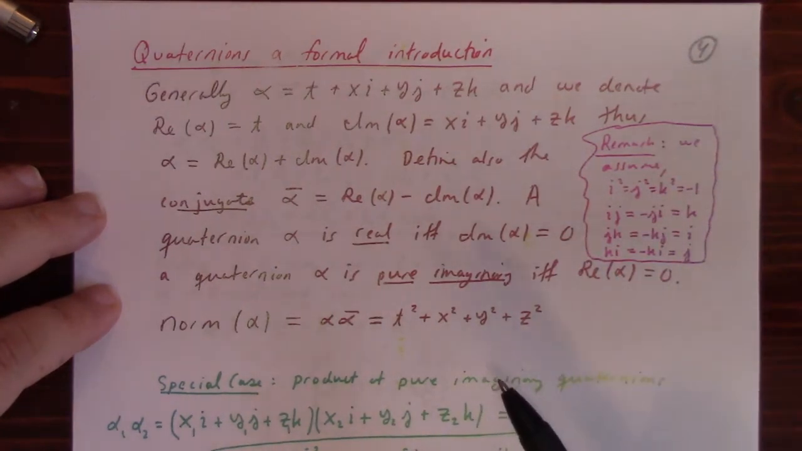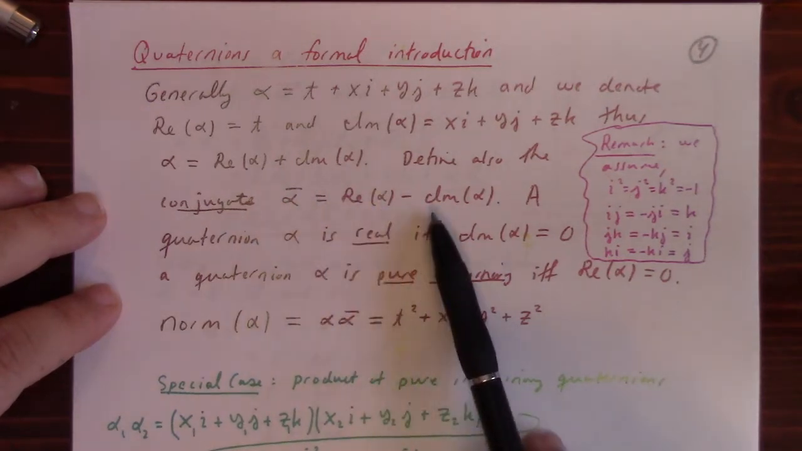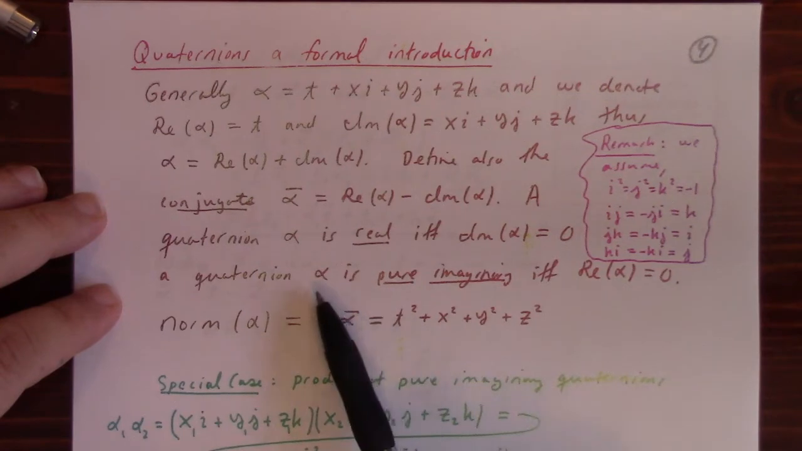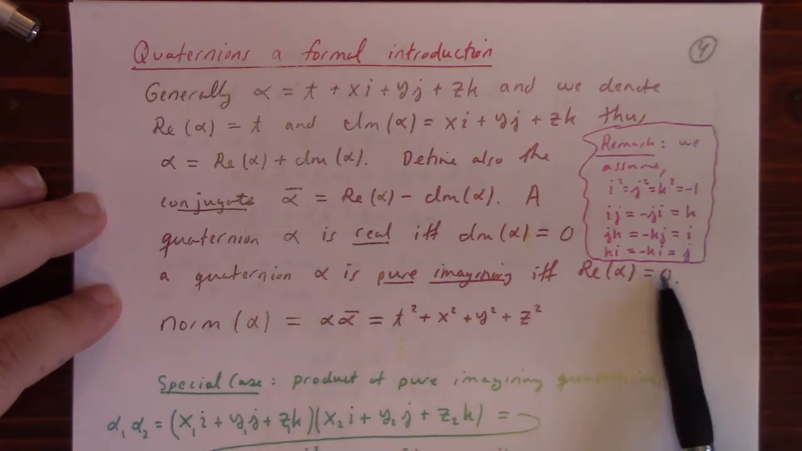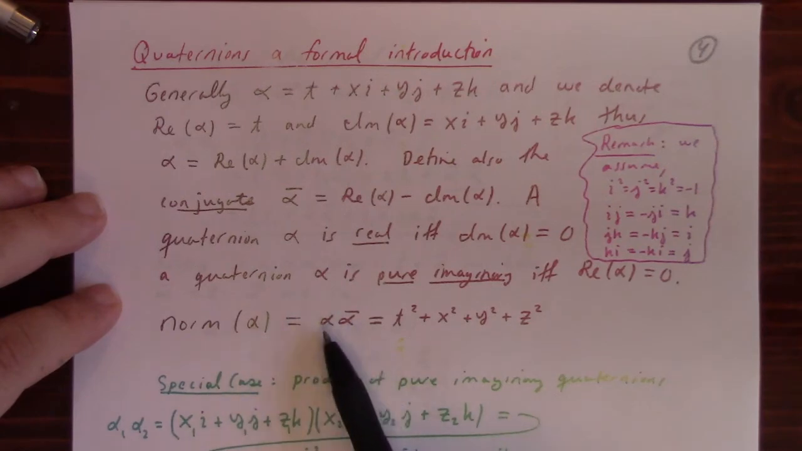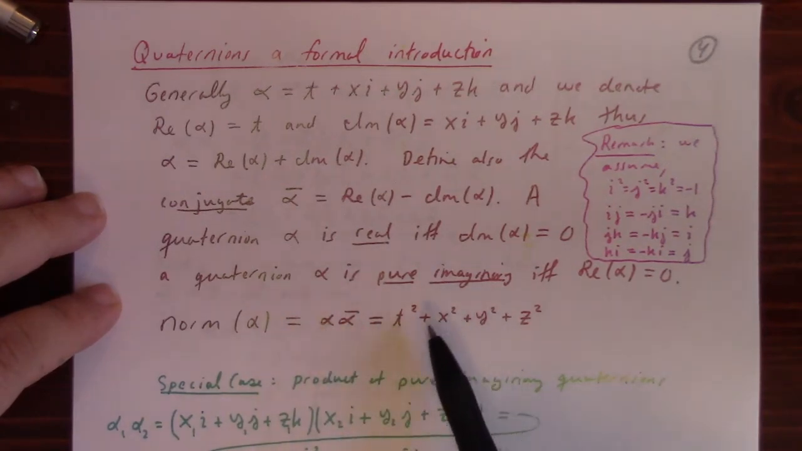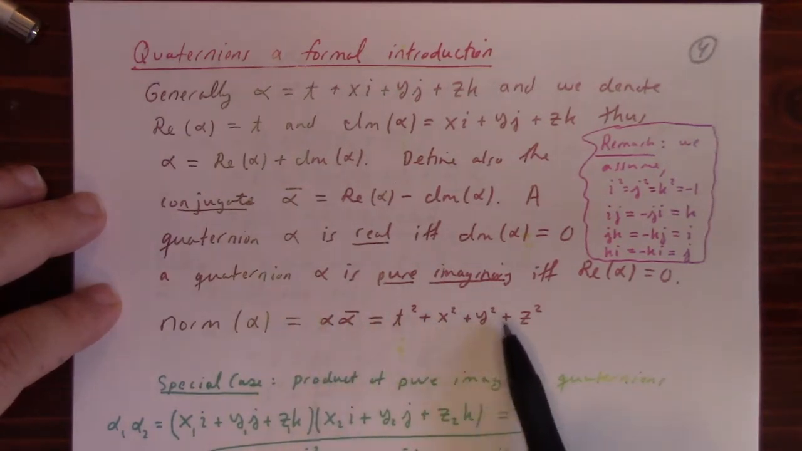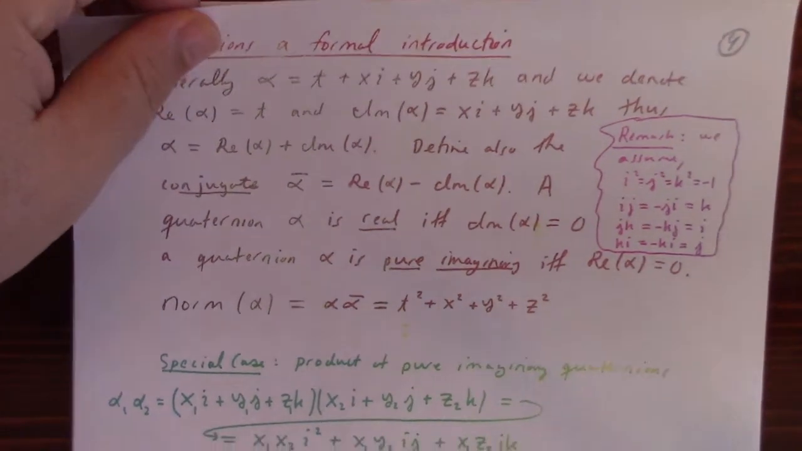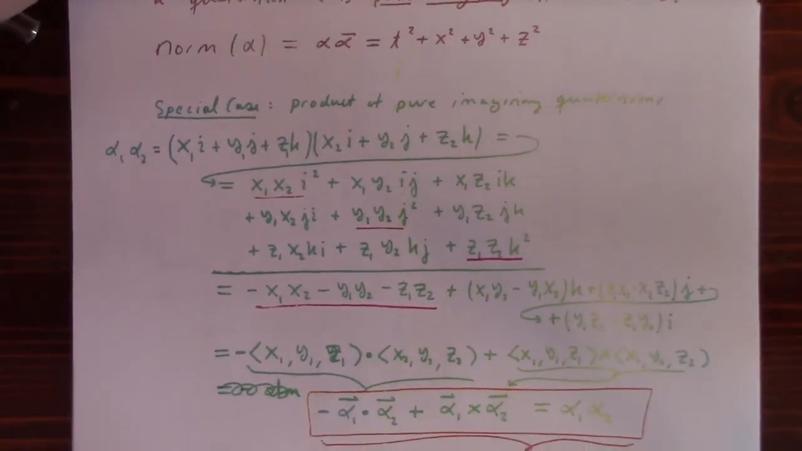identities, all right? The conjugate is real minus the imaginary, and the quaternion's real if and only if the imaginary part is 0. It's pure imaginary if and only if the real part is 0. And the norm of a quaternion is the product of it and its conjugate, which turns out to be t squared plus x squared plus y squared plus z squared. That's rather beautiful and in tune with what we wrote in the complex number system, right?